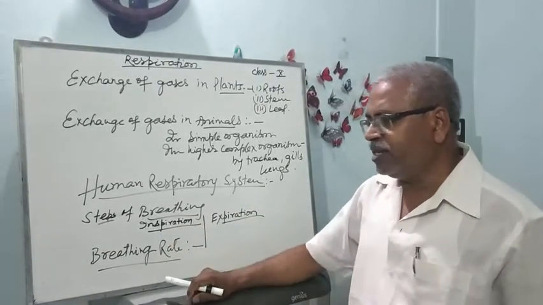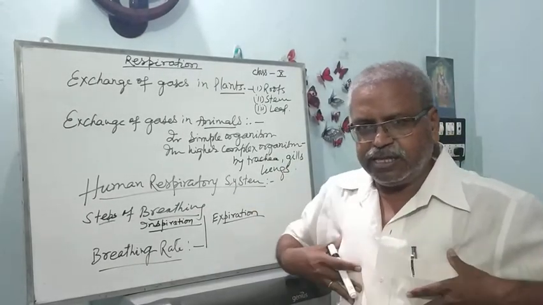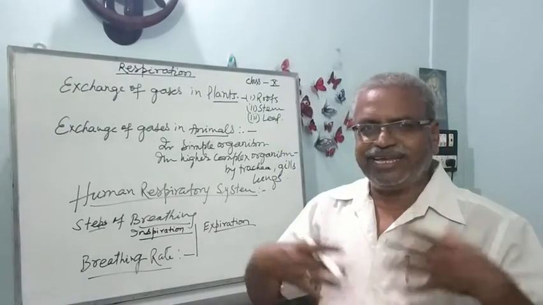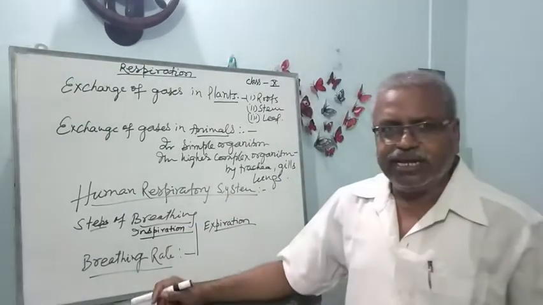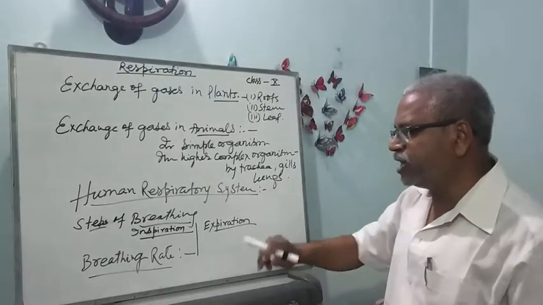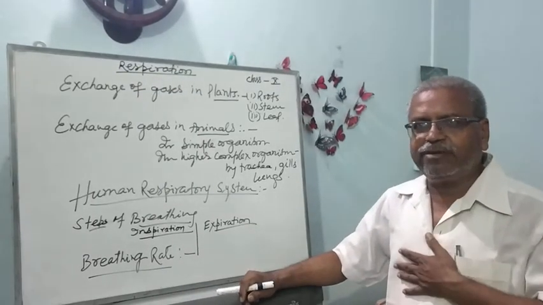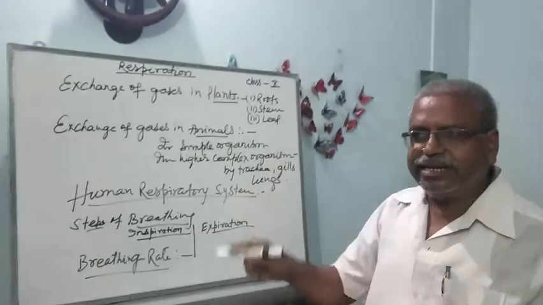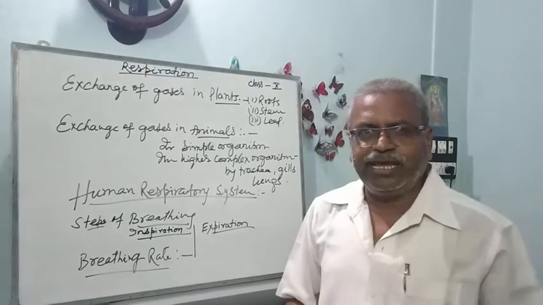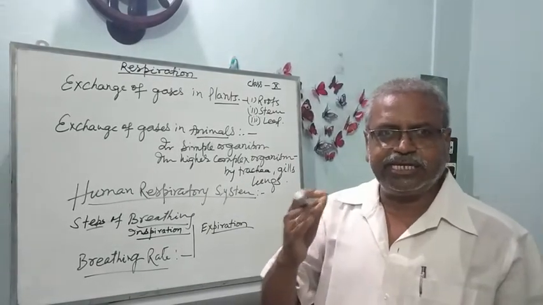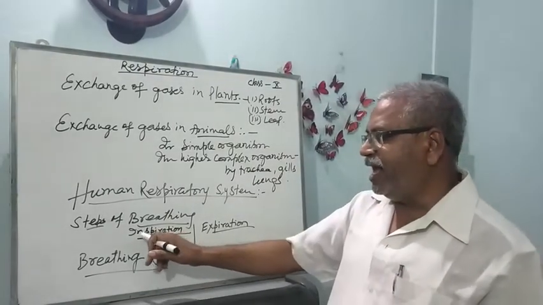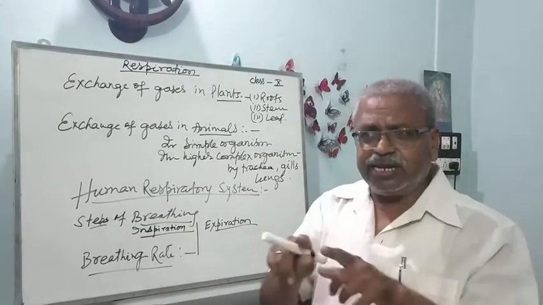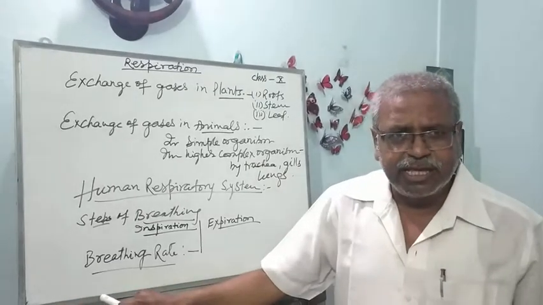In inspiration, the thoracic cavity expands, the volume of the thoracic cavity increases, and air enters inside. In expiration, the volume of the thoracic cavity decreases, and this is due to contraction of the inner muscles of the chest, ribs, and inspiration occurs by the contraction of the external muscles attached to the ribs.